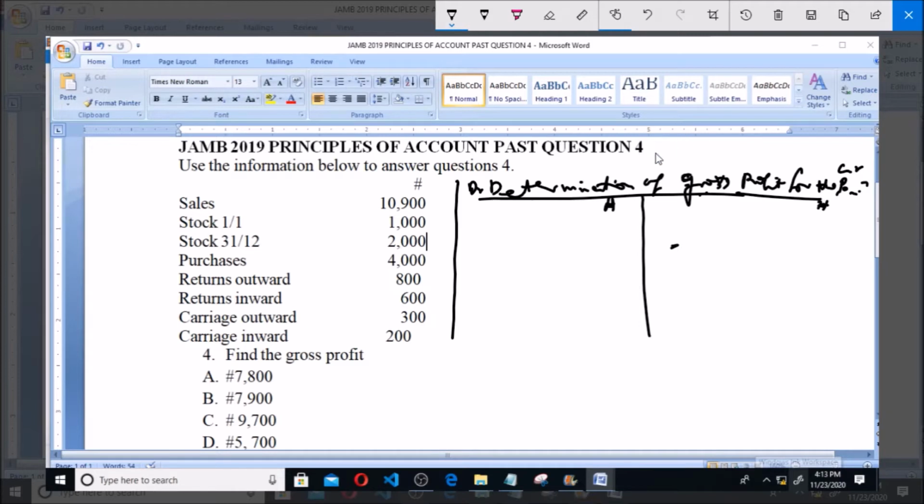Now our gross profit is gotten by sales. That is, gross profit is equal to sales minus cost of goods sold. That is giving us gross profit. So now on the credit side of the ledger, we're going to have our sales, and our sales in this question is 10,900.